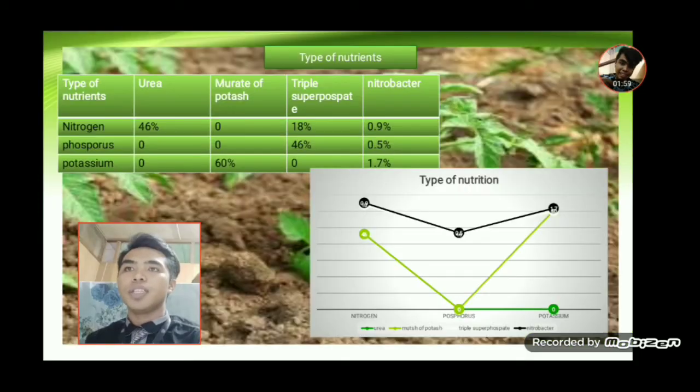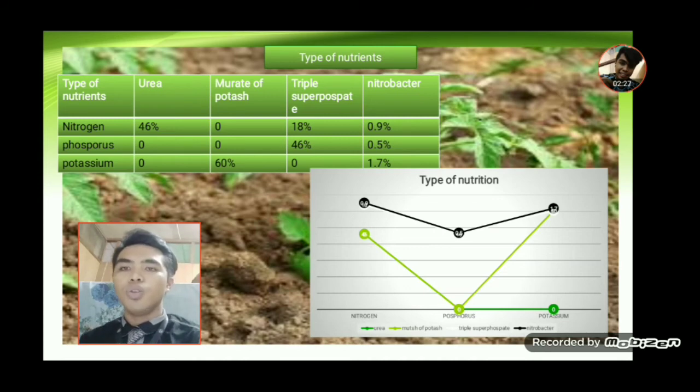Type of nutrient parameter. Firstly, we look at three important components that provide essential nutrients to plants: nitrogen, phosphorus, and potassium. Besides that, we look at the materials we use for our experiment. We use urea, muriate of potash, triple super phosphate, and the last is Nitrobacter.